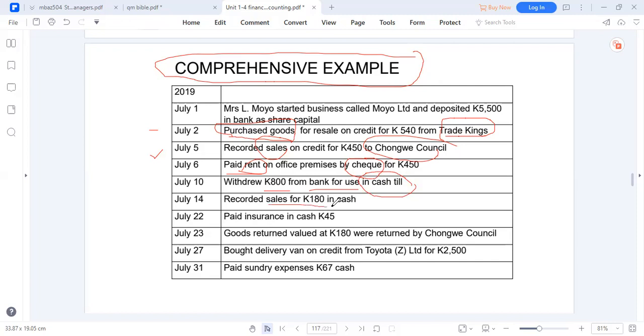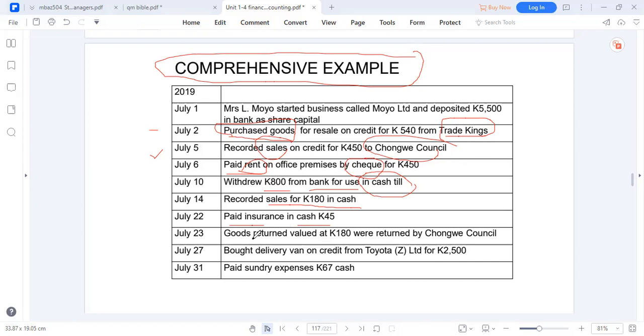So here, recorded sales in cash. Which two elements do we have? Sales and cash. Good. So what happens to sales? Always, whether it's on credit or in cash, sales have a credit entry. Okay. All right. Then paid insurance for 145. Insurance is an expense. And cash here is the asset that is being given out.